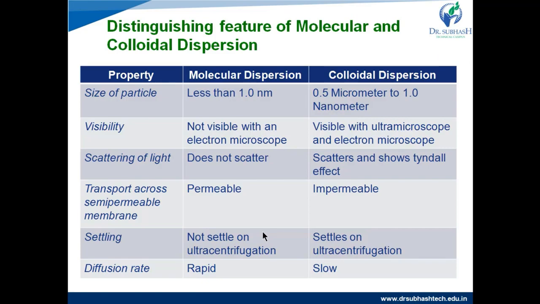Then transport across a semi-permeable membrane. Molecular dispersions are permeable through a semi-permeable membrane, whereas colloidal dispersions, due to their higher size, are impermeable in nature. Settling. Molecular dispersions do not settle on ultracentrifugation, whereas colloidal dispersions easily settle on ultracentrifugation. Then if we consider the diffusion rate, molecular dispersion has a rapid rate of diffusion, whereas colloidal dispersion has a slow rate of diffusion across the cell membrane.